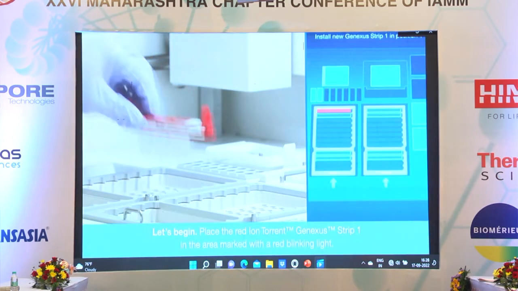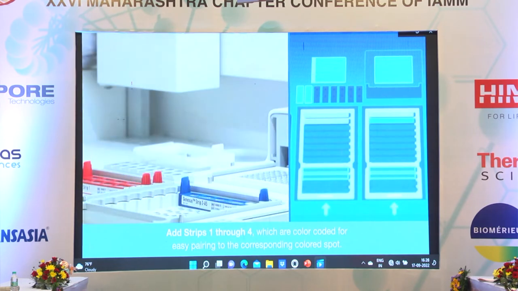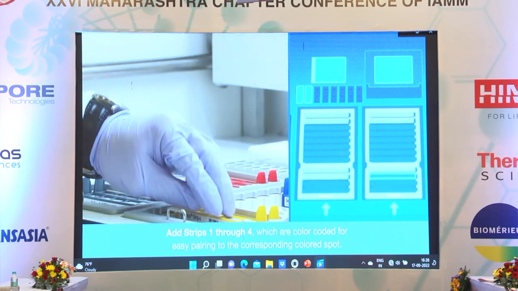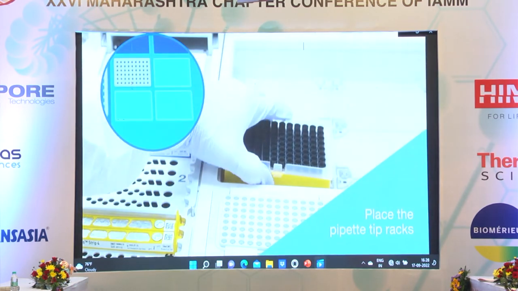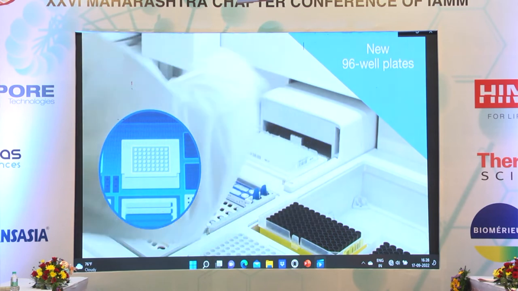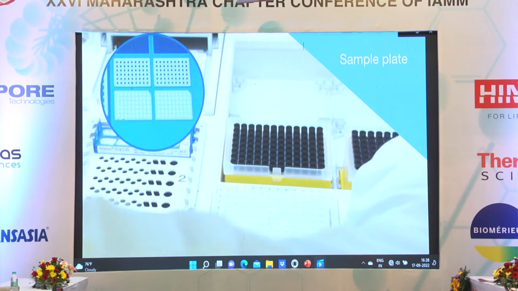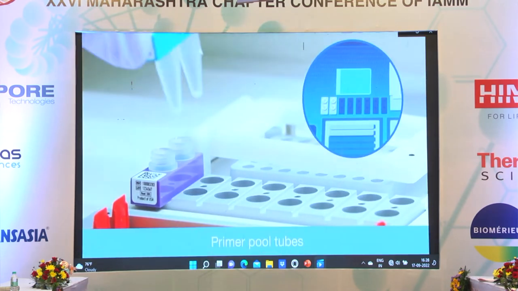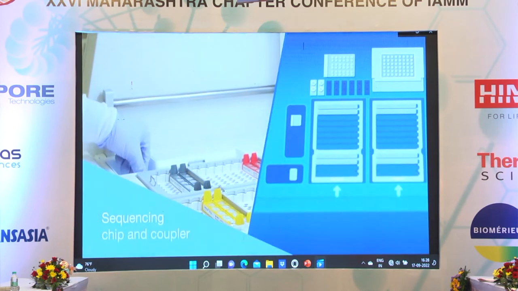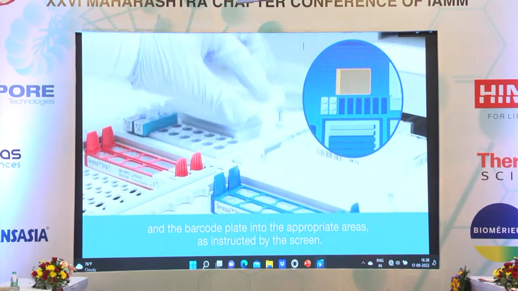Let's begin. Place the red Ion Torrent GeneXus strip 1 in the area marked with a red blinking light. When the consumables are added correctly, the area will turn gray. Add strips 1 through 4, which are color-coded for easy pairing to the corresponding colored spot. Place the pipette tip racks, new 96 well plates, sample plate, primer pool tubes, sequencing chip and coupler, and the barcode plate into the appropriate areas as instructed by the screen.